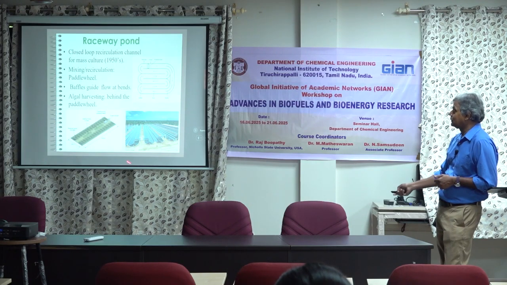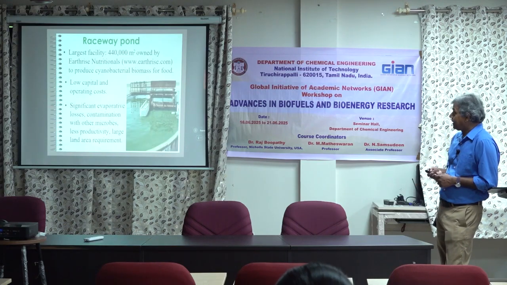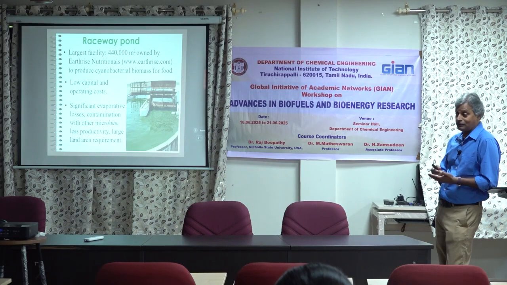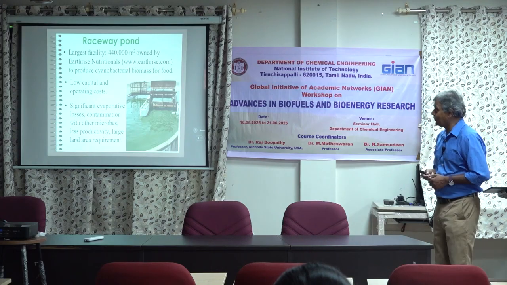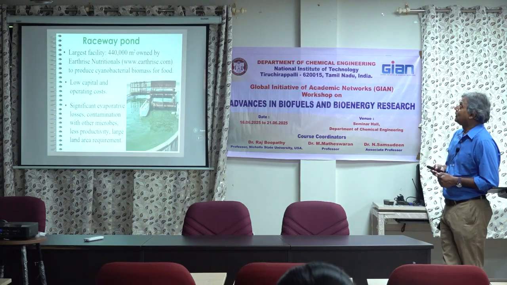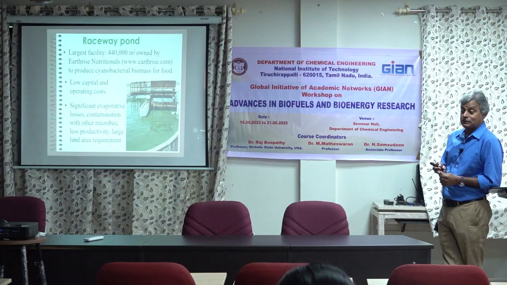So here's the actual cultivation of algae in the US. This is what a raceway pond looks like. When the water flows, it mixes everything up, so easy mass transfer happens in the algae. Nutrients move in and out without the algae spending any energy. That's what the raceway does. The largest facility is at 440,000 cubic meters, owned by a company called Earthrise in Hawaii, and it produces cyanobacterial biomass for food production.